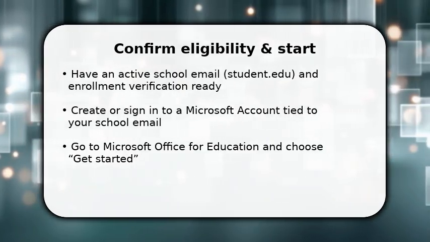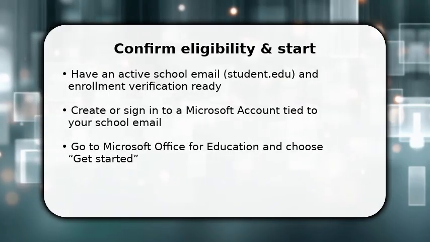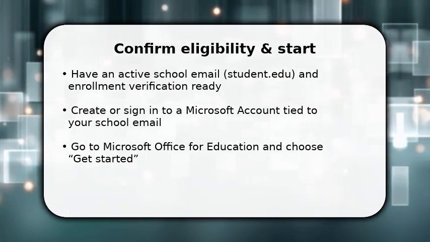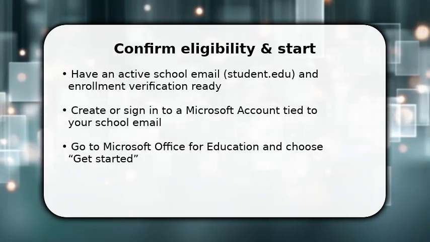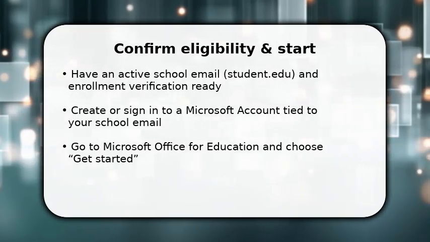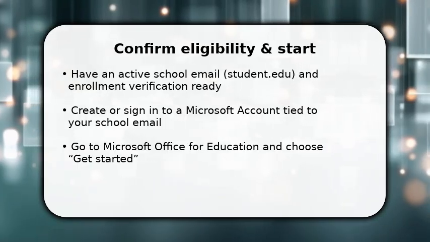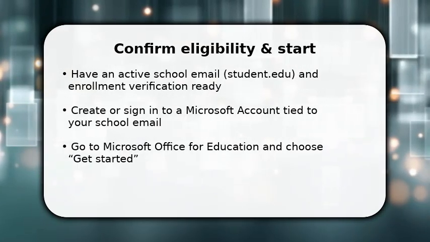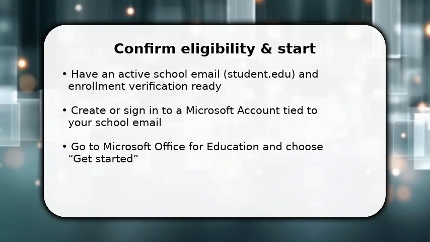You need an active school email and a Microsoft account before you begin. First, sign in at the Office for Education portal using that school address. Once signed in, Microsoft will ask to verify your student status. Follow prompts and enter any requested enrollment details. Make sure your institution accepts Microsoft Education offers.